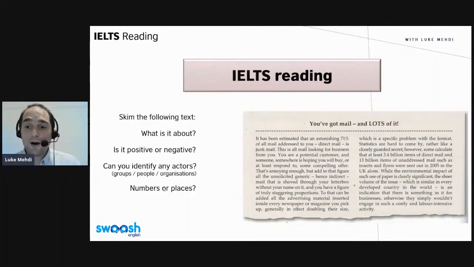It talks about the environmental impact. While the environmental impact of such use of paper is significant, the volume of the issue, which is similar in every developed country, is an indication that there's something in it for businesses, otherwise they wouldn't do it. So we've got some actors here, we've got businesses, these are the people sending the junk mail. It also talks about you in the beginning as a potential customer. Okay.